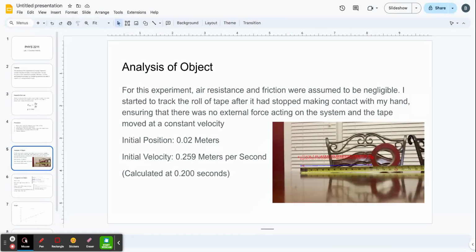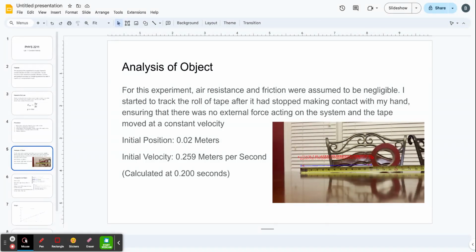So for this experiment, I assumed that air resistance and friction were negligible, and I rolled a piece of tape across the table because I just found a piece of tape. That's what I'm rolling, and I started to record the data after my hand stopped touching the tape, so that it wasn't exerting any force, and the net force on the piece of tape was zero, and the tape moved at a constant velocity, and I had a little tape measure to track its position.